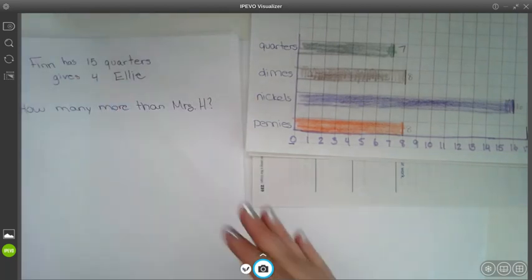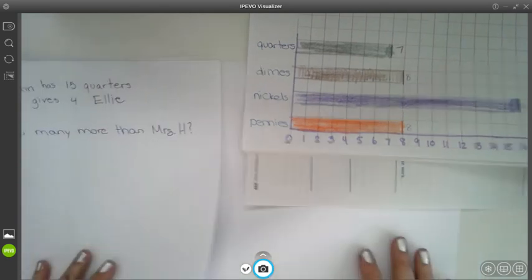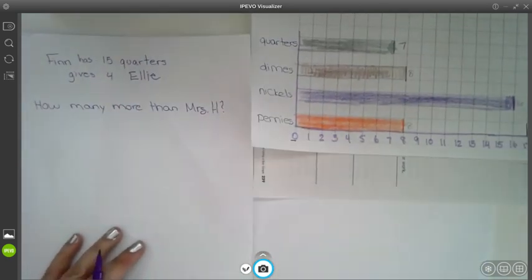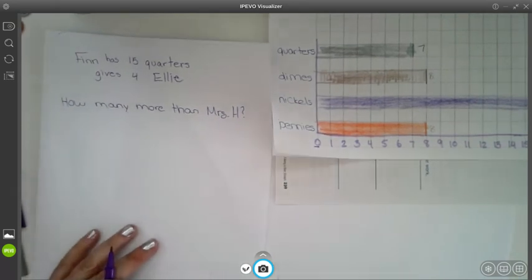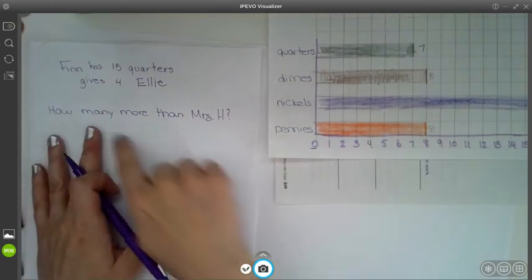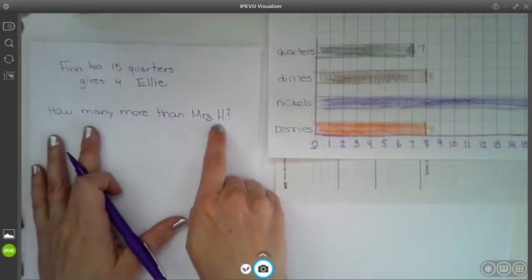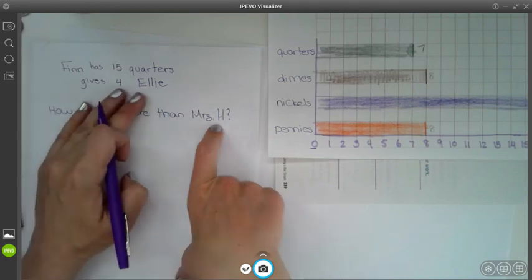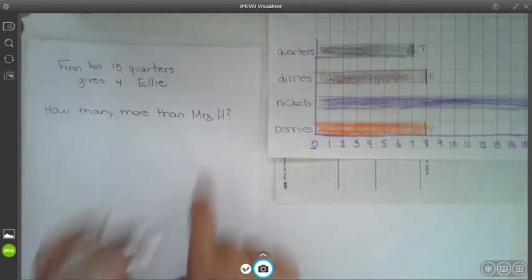Okay, so you can see there's a few things. This is a 2-step problem, right? Which is something that we have worked on all year long, okay? Because we know that there's something we have to do. We can't just start to solve how many more Finn has than Mrs. Hampton, right? Because he does something to his initial total before we can compare that number.